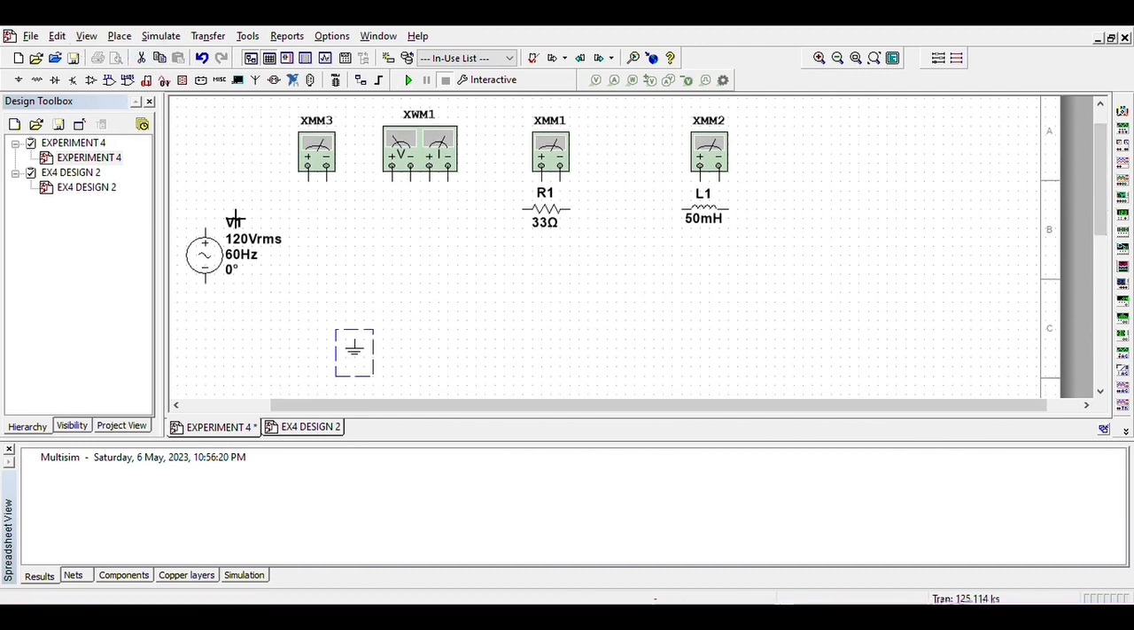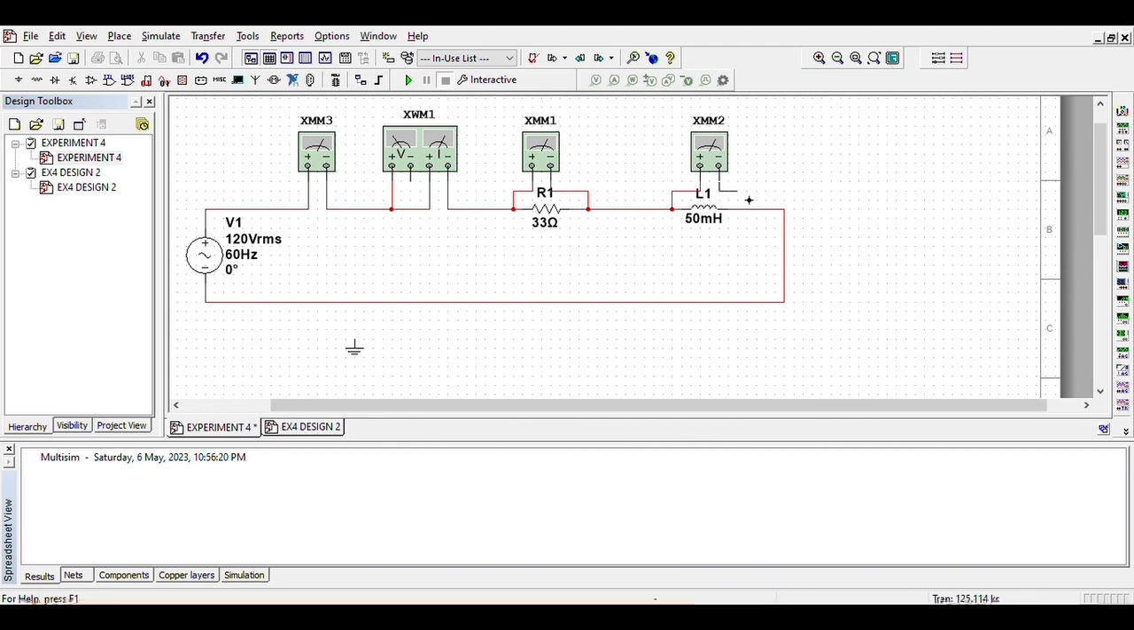As you can see here, the value of resistor that we're going to use is 33 ohms, while the value of inductor here is 50 milli. Besides that, the value of voltage source will be manipulated from 10 volts until 100 volts. But the value of frequency, we're going to state as 50 hertz.